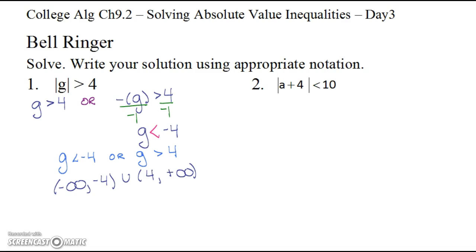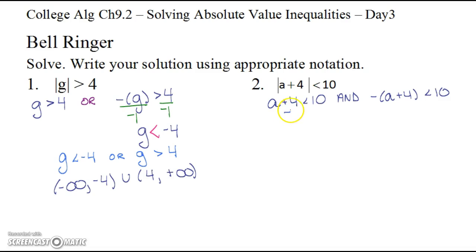For example 2, I'm looking at my value. It is a positive value. Is it possible for a distance to be less than 10? Absolutely. So I will set up my 2 problems. A plus 4 is less than 10, and the opposite of a plus 4 is less than 10. We're looking for the values that are less than 10. We have an AND problem.